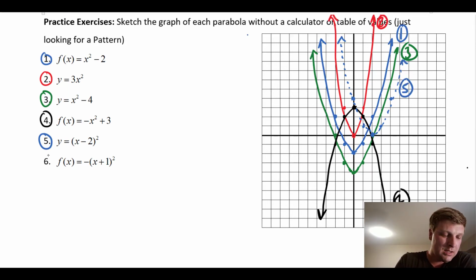And then last but not least, I've got negative x plus 1 squared. So first thing, find your vertex. Your vertex is going to be shifted one space over to the left because we're subtracting a negative. So my vertex is one space over to the left. It's right there. There's a negative sign out front, so that means it's just going to be inverted, not steeper or not more or less narrow.